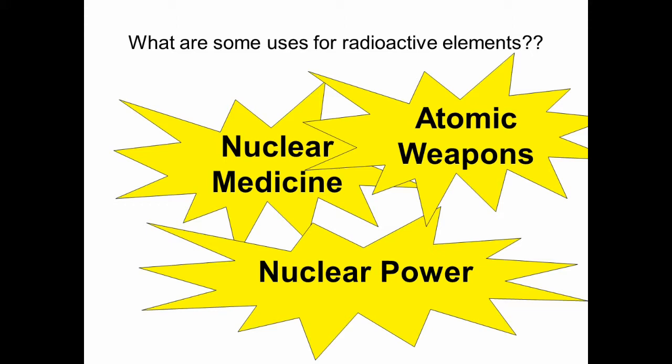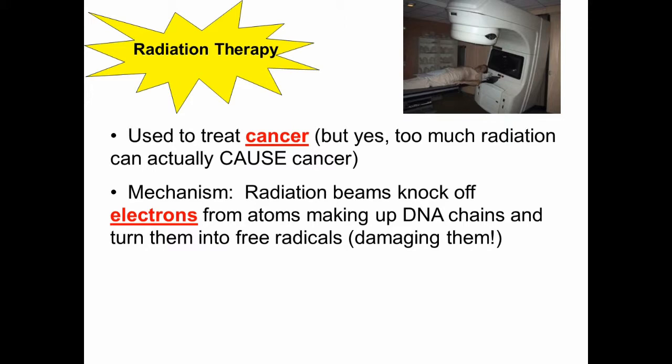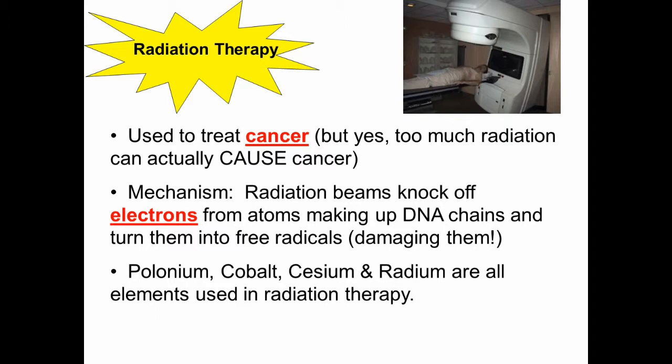Okay, first, you probably know someone who's undergone radiation therapy. So radiation is used to treat cancer. But too much, just like you might have heard about, can actually cause cancer. So what happens when radiation is being used as a therapy is that radiation beams knock electrons off of the atoms that are making up the DNA chains, and they turn them into free radicals. So they basically damage them. So the bad cells won't replicate anymore, the tumor cells. And there are lots of different radioactive elements and radioactive isotopes that are used, like polonium, cobalt, cesium, and radium.